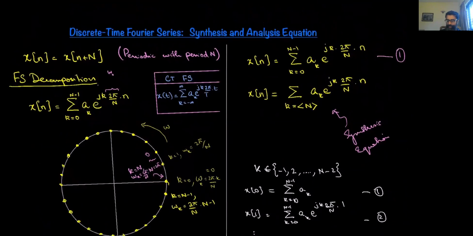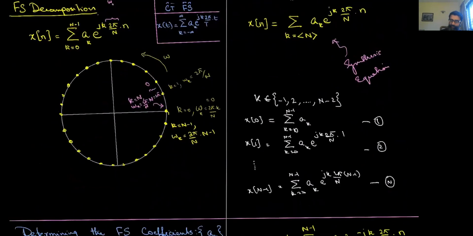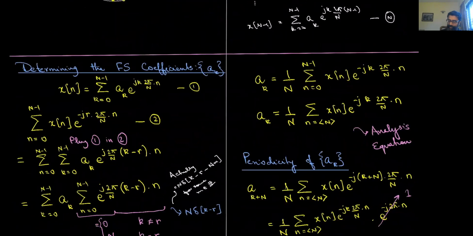So this synthesis equation tells me that any periodic signal, a discrete time periodic signal, can be represented as a linear superposition of complex discrete time exponentials in this fashion, where a sub k's are spectral coefficients, or the discrete time Fourier series coefficients, which can be determined through the analysis equation, as you can see over here.